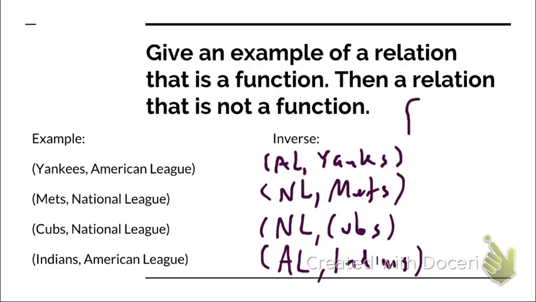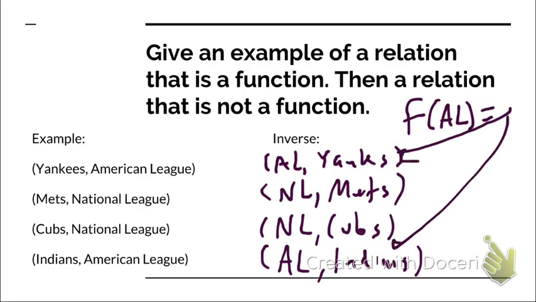Because now if I say, alright, what team is in the American League? Well, it could be the Yankees or the Indians. And when you have a function, that cannot happen. For every x value, there has to be exactly one y value. And in this case, we have one x value going to two different y values. So if you see repeated x values, it's not a function. Alright, you can have repeating y values though, and it's still a function.